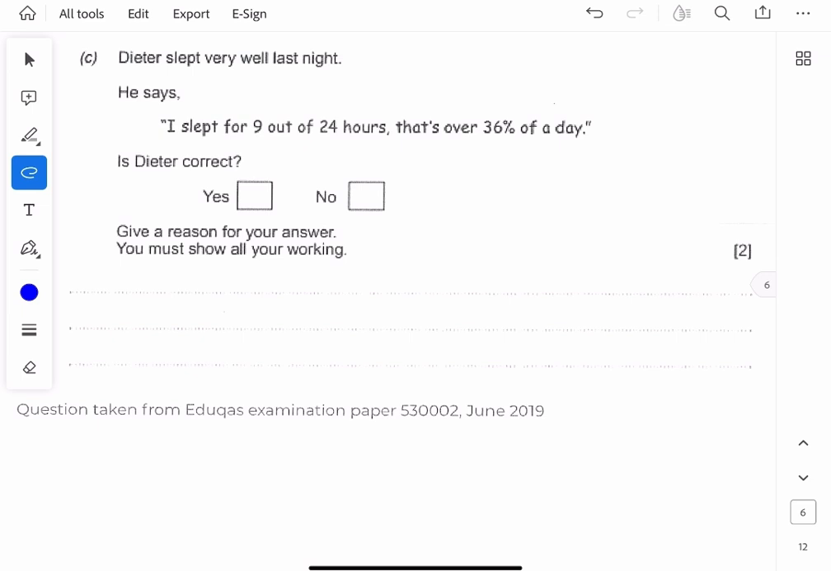And next question. Dieter slept very well last night. He says, I slept for 9 out of 24 hours. That is over 36% of a day. Okay, so let's show 9 out of 24 as a fraction. You can see we can simplify this fraction. 3 goes into 9 and 24.